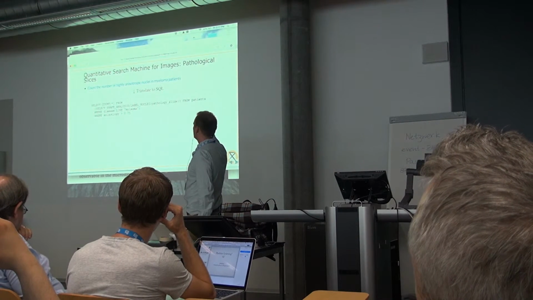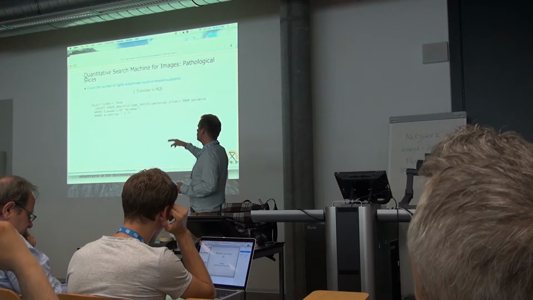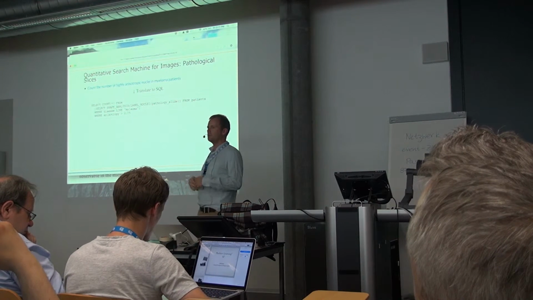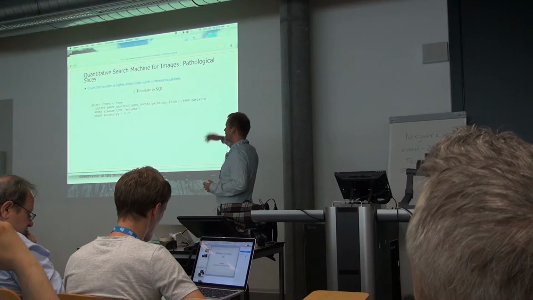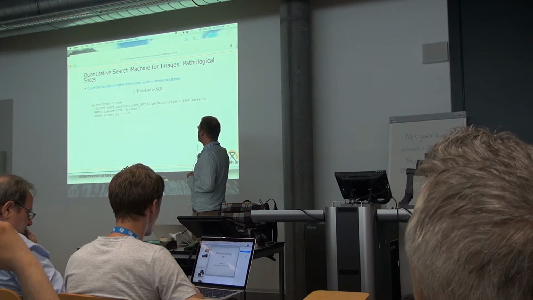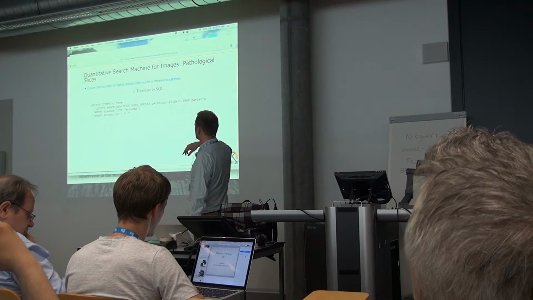Similarly, in a pathological example, where you're looking at pathology slices from hospitals, you could say, count the number of highly anisotropic nuclei in myeloma patients. This will then be translated into a SQL statement where you run the shape analysis, label the nuclei, do everything else, and export the results.